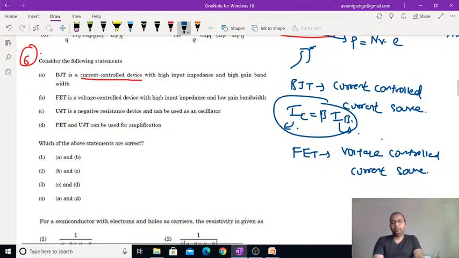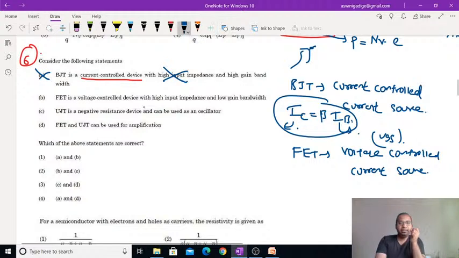Fine. Why? Because voltage control means here VGS, the gate to source voltage. Based upon the voltage that we are applying between the gate and source, your drain current is going to change. So these are all the expressions that we are going to take. Here, a current controlled device is fine, but it won't have the high input impedance. Usually BJTs will have the small input impedance. So here the A option is the wrong one.